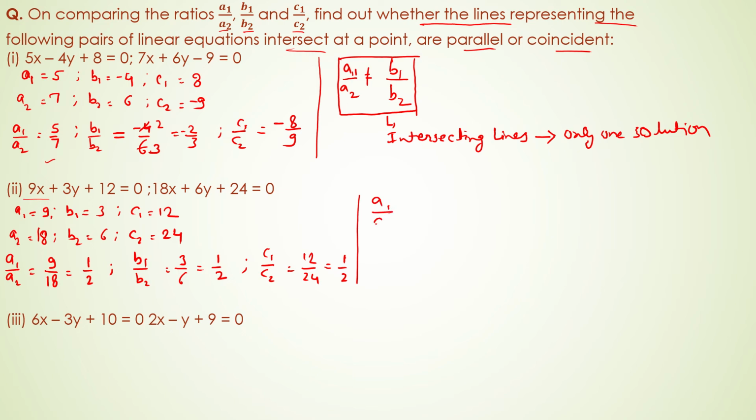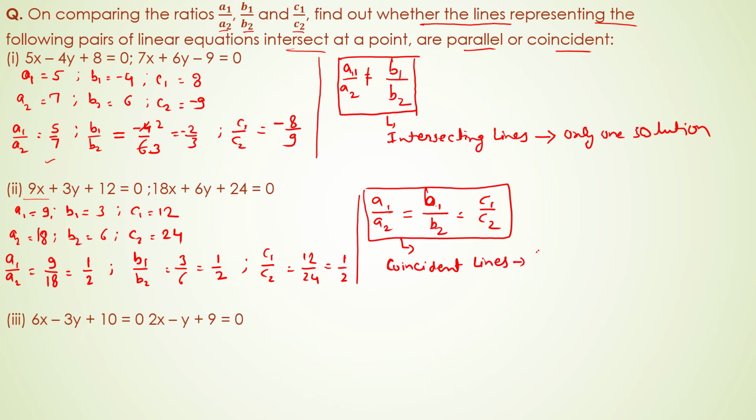So here the condition formed is a1 by a2 is equal to b1 by b2 equal to c1 by c2, and this condition represents coincident lines and which refer to infinitely many solutions.